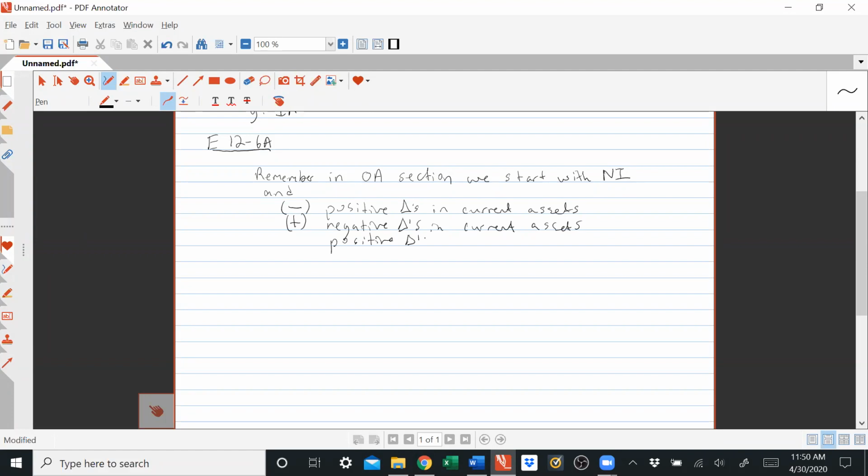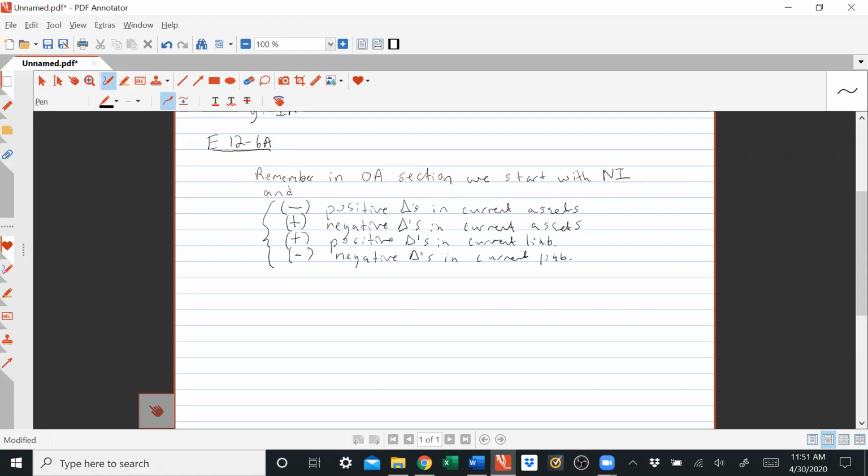Positive changes in current liabilities, we add those, and negative changes in current liabilities, we subtract those. So if you remember these rules right here, that can help you in preparing the operating activities section of the statement of cash flows using the indirect method.